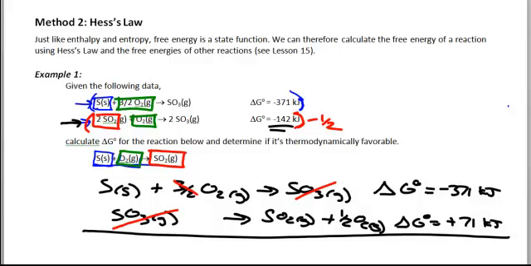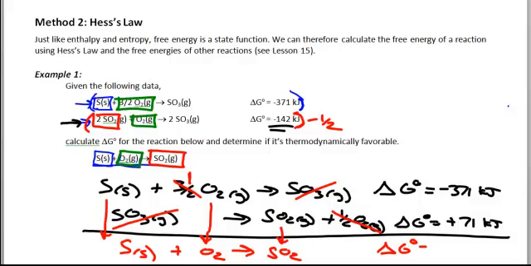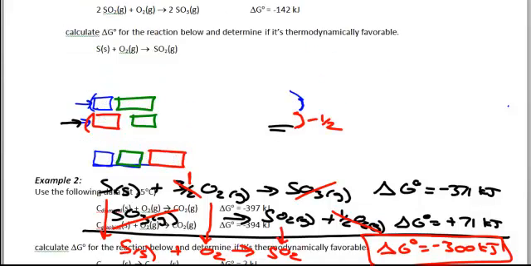3/2 O2 will cancel out with the 1/2 O2, giving us 1 O2. And so rewriting things, we have a sulfur drop down, we have a 1 O2 drop down, giving us a 1 SO2. And our free energy change of the reaction will be negative 300 kilojoules. So hopefully you remember how to do that. Pretty straightforward, pretty simple. We'll do one more example and move on to the next one.